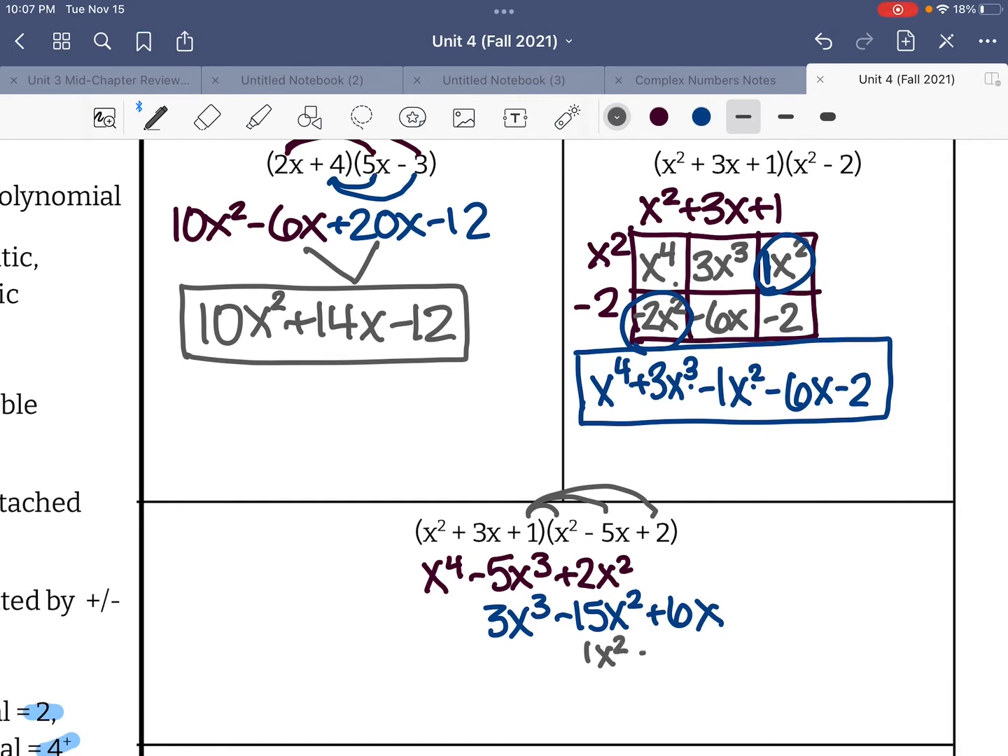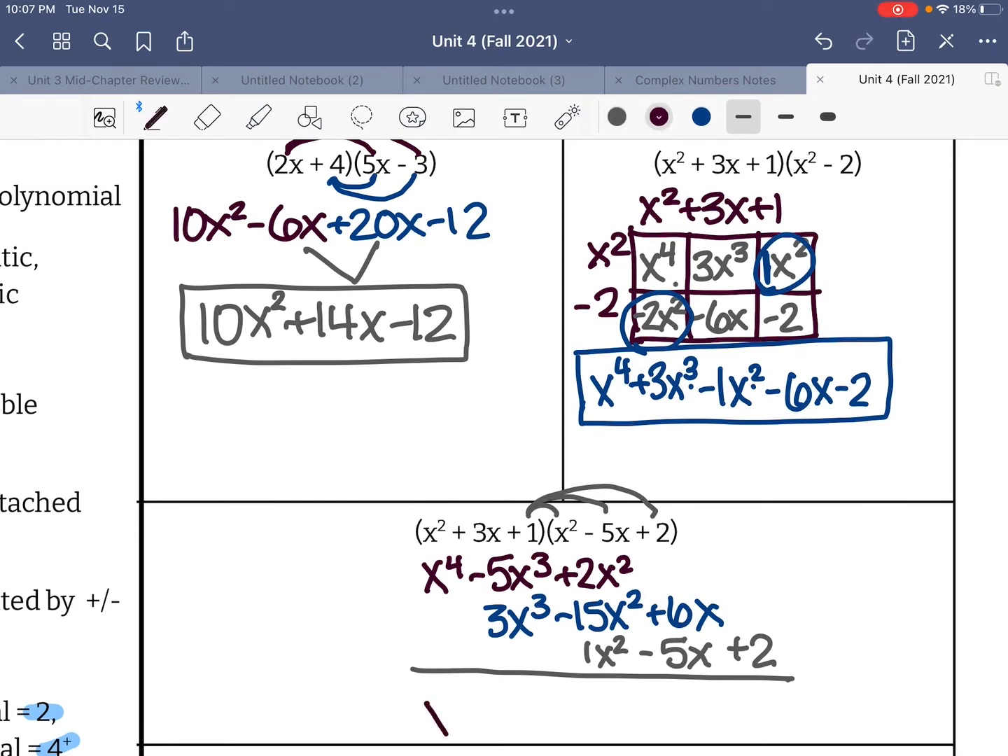1 times negative 5x is negative 5x. And 1 times 2 is 2. And then you just add together your like terms. But you'll notice that I have lined mine up in columns like this. You don't have to draw those lines, by the way. In fact, I'm going to go ahead and undo that because it just looks a little confusing.